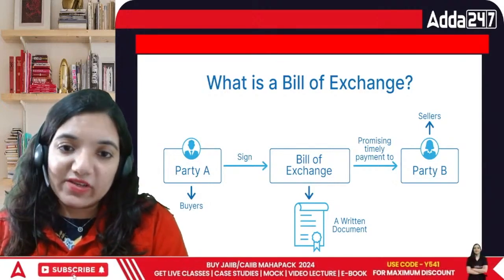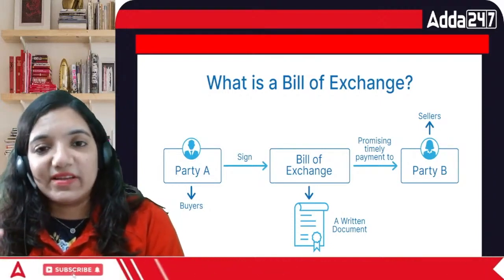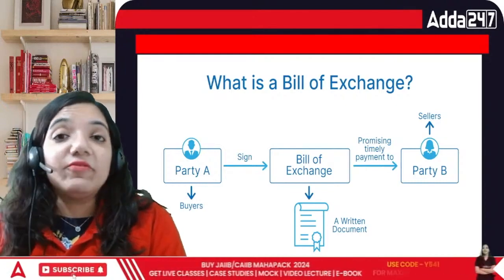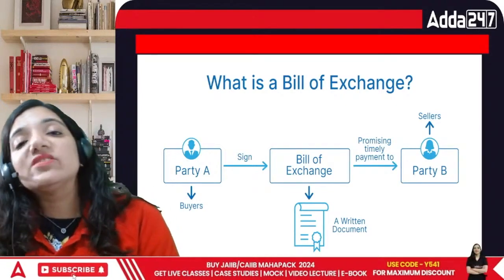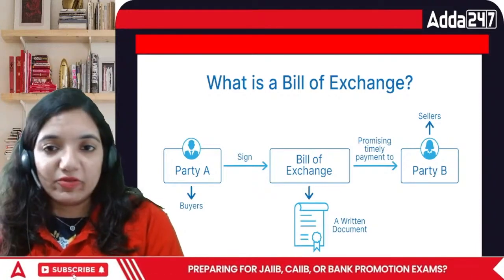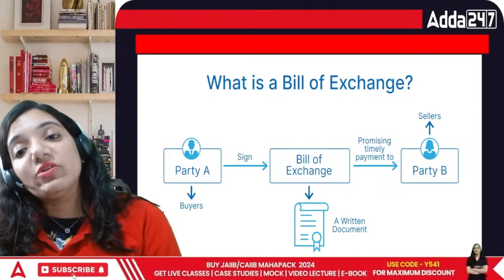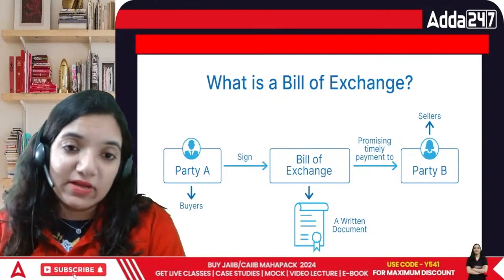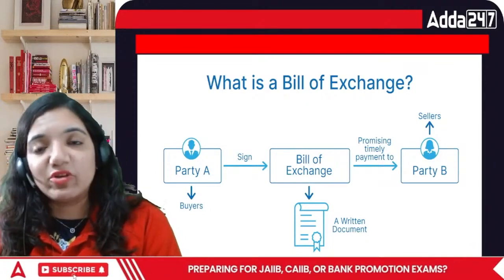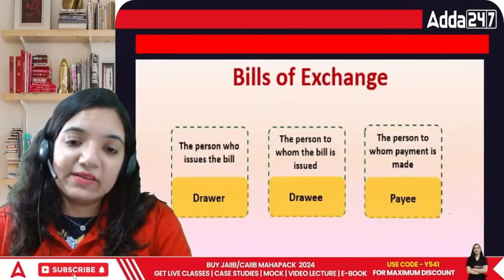When we talk about the bills of exchange, there is one party which will acknowledge the fact to the other party that they are paying the money to the seller. If A promises B, I promise you to pay this much amount of money after this much amount of time, that's called a promissory note. And we have a bills of exchange where one party orders the other party: I order you to pay this much amount of money after this much amount of time. So that's the difference between the two.